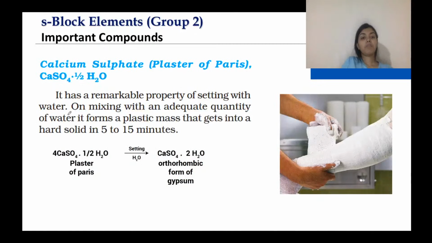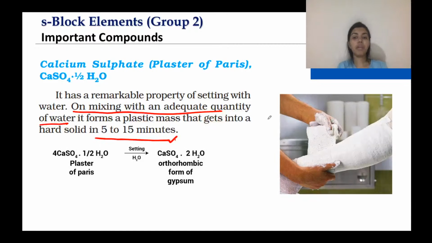Now, the property of POP is that on mixing with an adequate quantity of water, it forms a hard plastic mass, which turns into a solid in 5 to 15 minutes. People who have broken their bone must have known this. For example, this is a POP which is wet in water and then applied to the broken bone area, and after some time, it becomes hard.